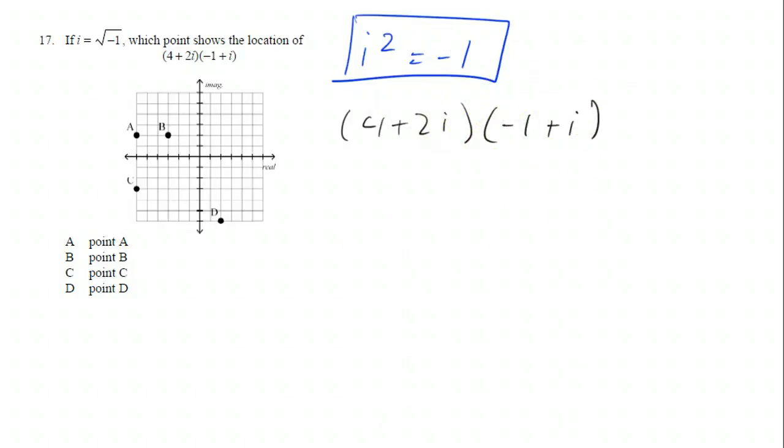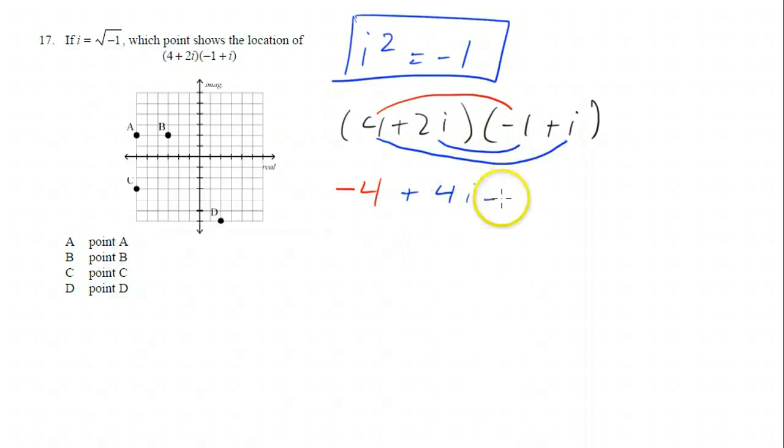And when I FOIL this out, I'm going to get 4 times negative 1 is negative 4. And then when I do the outside and inside, I'm going to get 4 times i is plus 4i and minus 2i. And then last I get 2i times i is plus 2i squared.